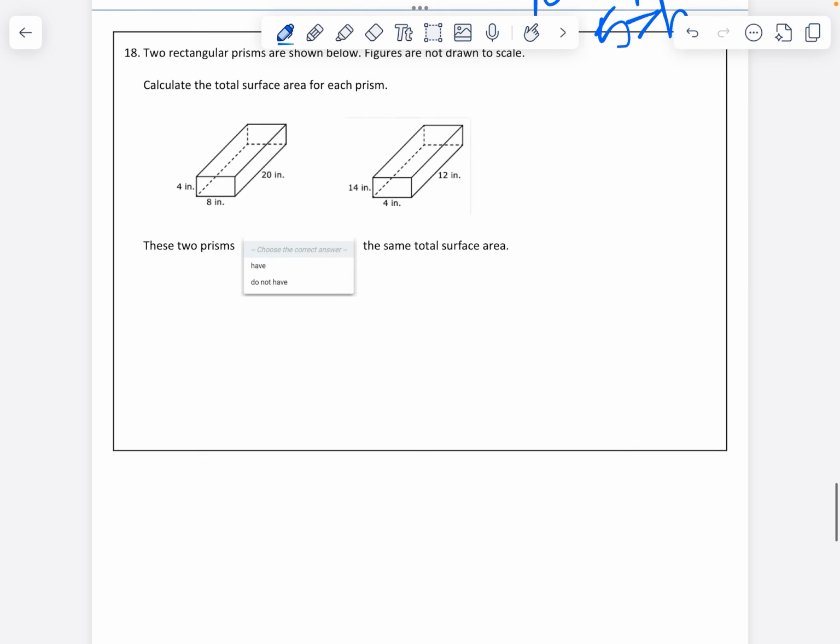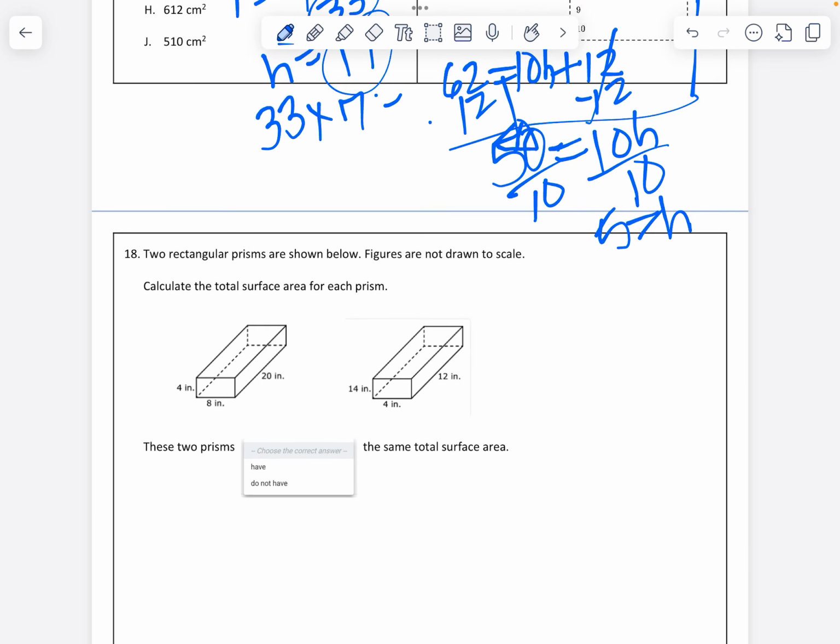Alright, I think this is the last one. Number 18, two rectangular prisms are shown. Figures are not drawn to scale. Calculate the total for each. Two prisms have the same total surface area or do not. Okay, so first one, we want total, so it's PH plus 2 big B. And then we'll do the other one over here.